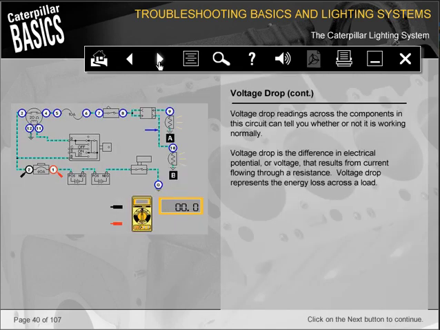Voltage drop readings across the components in this circuit can tell you whether or not it is working normally. Voltage drop is the difference in electrical potential, or voltage, that results from current flowing through a resistance. Voltage drop represents the energy loss across a load.